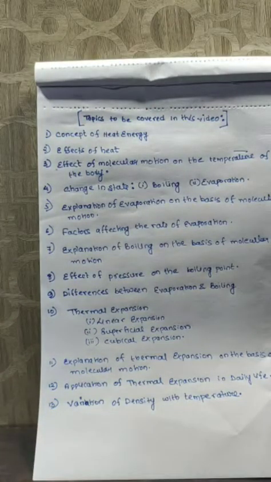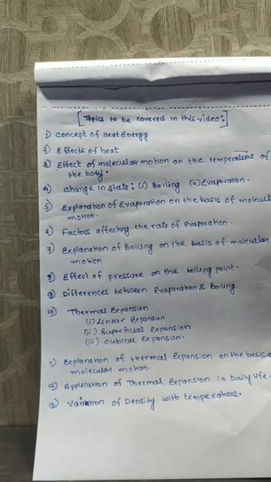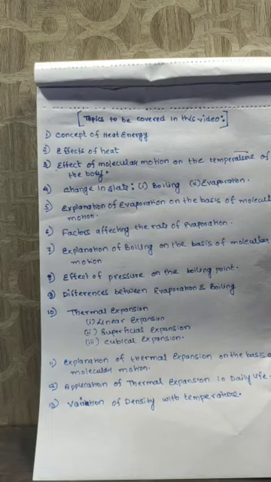We explain the concept of heat energy, effects of heat on a body, effect of molecular motion on the temperature of the body, change in state. The processes that are involved in the change in state are boiling and evaporation. So we understand evaporation on the basis of their molecular motion, the factors which affect the rate of evaporation. Even we explain boiling on the basis of molecular motion. We understand how the effect of pressure has an impact on the boiling point of the substance.